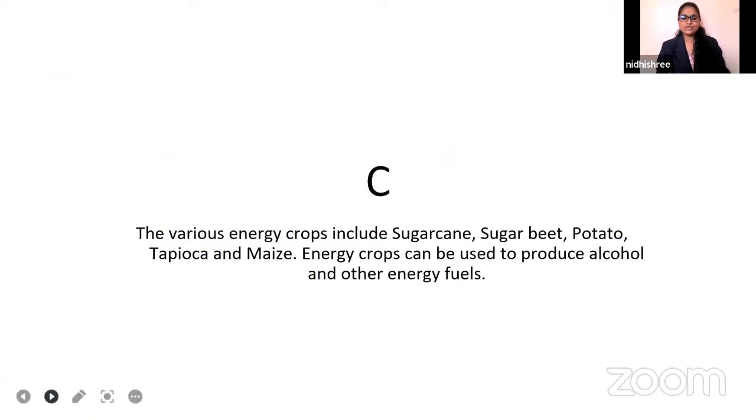Right, option C, YouTube students, you guys are correct. The option C is the right answer. The various energy crops include sugarcane, sugar beet, potato, tapioca, and maize. Energy crops can also be used to produce alcohol and other energy biofuels.